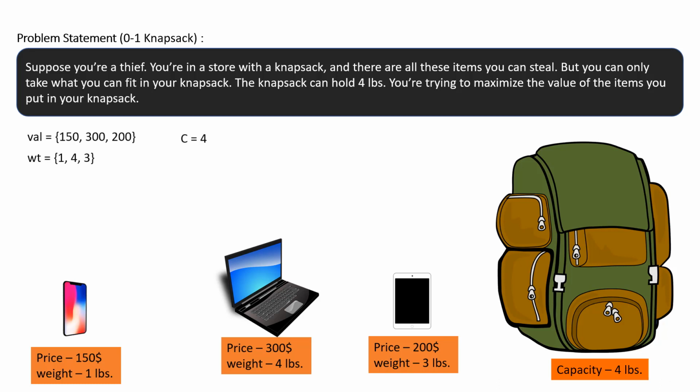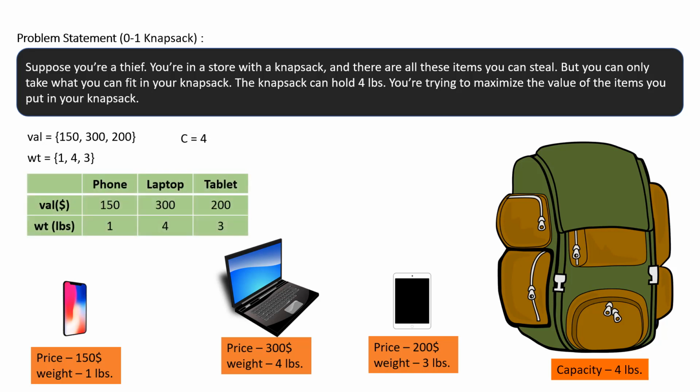Here you will get the values of 150, 300, 200, and these are the item weights 1, 4, 3, and this is the capacity of the knapsack, which can be represented in terms of table, something like this. Here unit can be anything, guys. Here for value we have taken dollars, and for weight we have taken lbs, but it can be anything. So for now, do not consider unit. You have to do the calculation based on the numbers, whatever is given to you.